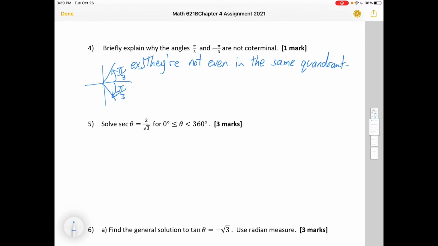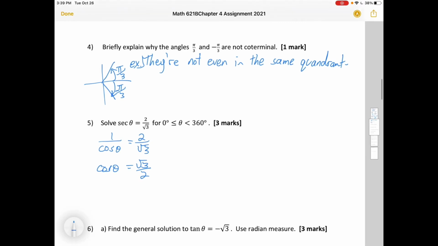All right, so now we're going to solve secant theta is 2 over root 3. So that means 1 over cos theta is 2 over root 3. And I'm going to flip the whole equation upside down on both sides. And I get cos theta is root 3 over 2. And again, I can go to my unit circle, and I'll figure out there that the reference angle is 30 degrees.